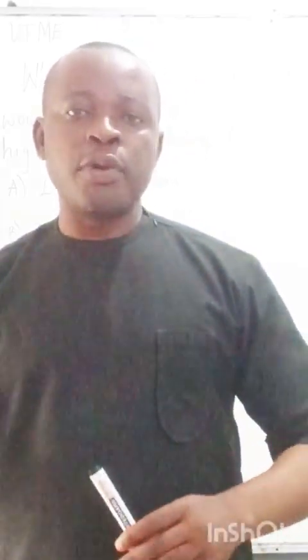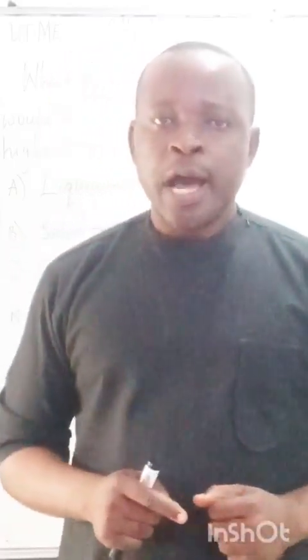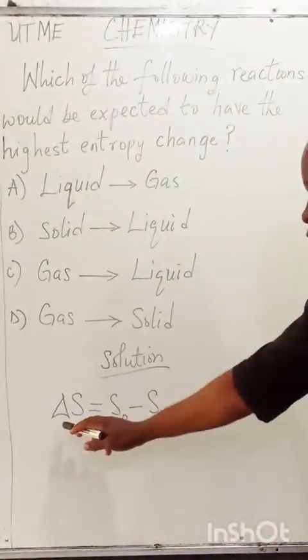What is entropy? In chemistry, entropy refers to the degree of randomness or disorder in the particles of a substance. Gas particles have very high entropy. Solid particles have very low entropy. And particles of a liquid have average entropy, average disorder. Do you understand?